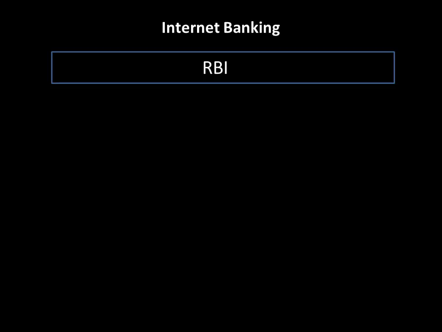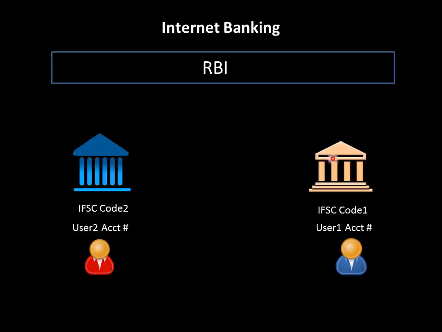We saw that internet banking helps do bank-to-bank transfer. Let's see what are those two mechanisms available with us. Just like the check, the transfers do happen via the RBI. Let's say you have an account in a bank which has an IFSC code 1, and you have user account 1, and you want to transfer to your friend who has an account in a bank which has an IFSC code 2 and user account 2.